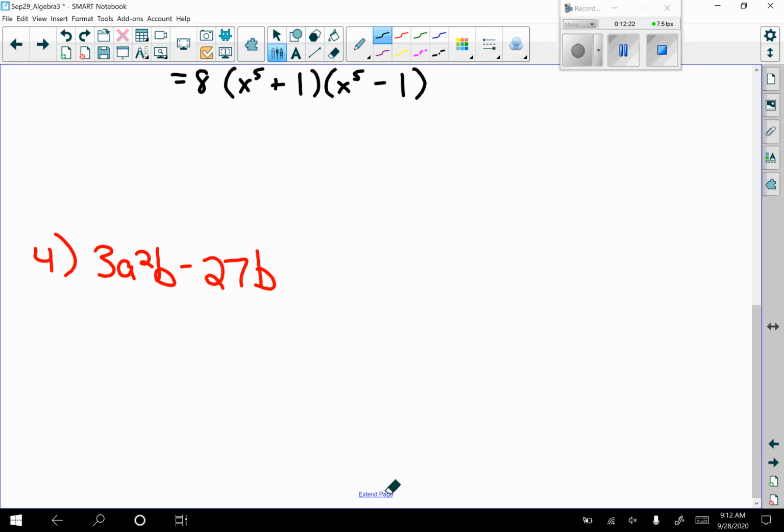All right, I'll give you guys a moment. Go ahead and try 4. Now for this, because there are 2 variables here, the order doesn't matter. Also because it's just 2 terms. So let's see, ask yourself, is there a GCF? If there is, factor it out, see what's left.